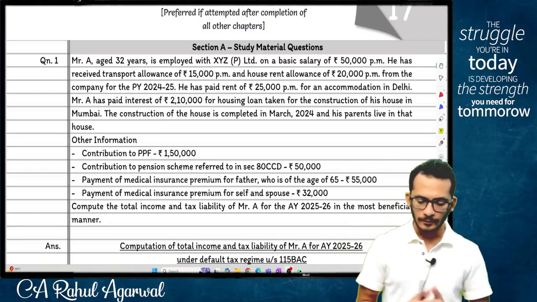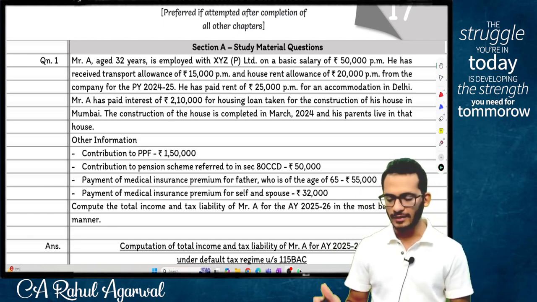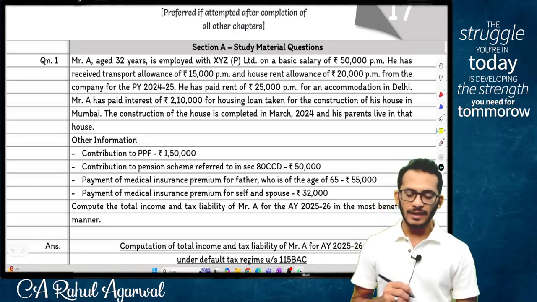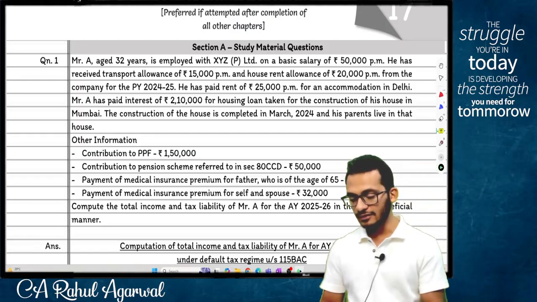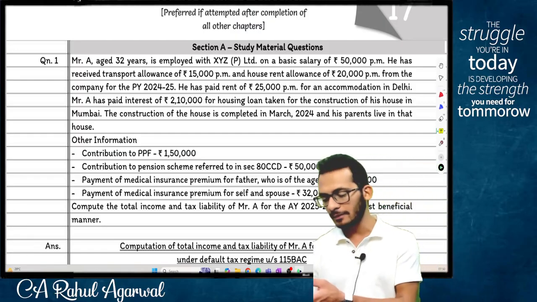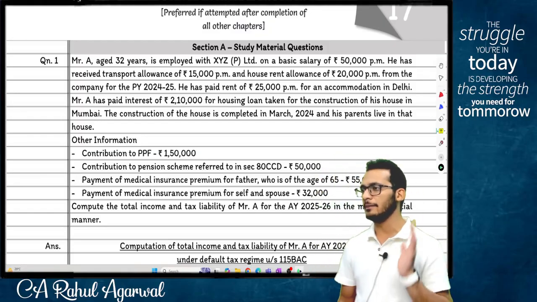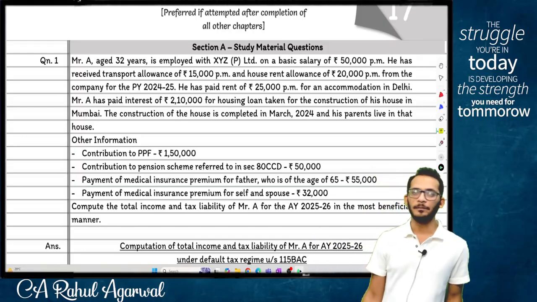The question says, Mr. A is aged 32 years and is working with XYZ Private Limited on a basic salary of rupees 50,000. He has then received a transport allowance of 15,000 rupees and a house rent allowance of 20,000 rupees from the company during the previous year 24-25. So there is a person working in some company receiving some basic salary, who has also received something called transport allowance and something called HRA.